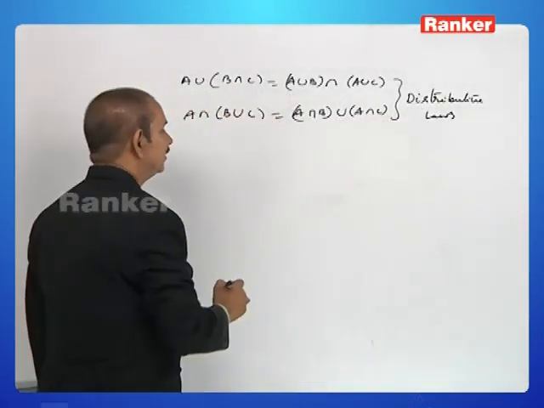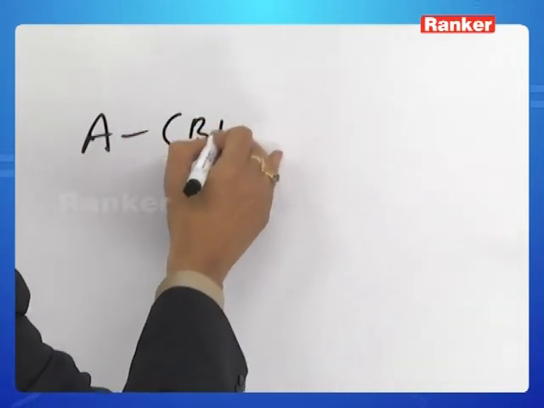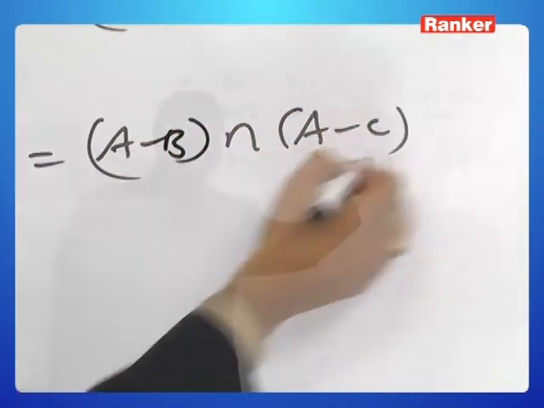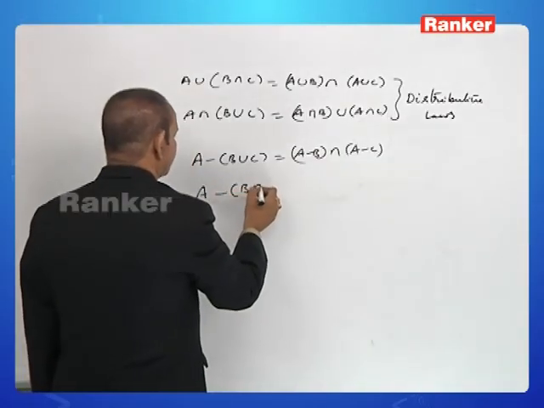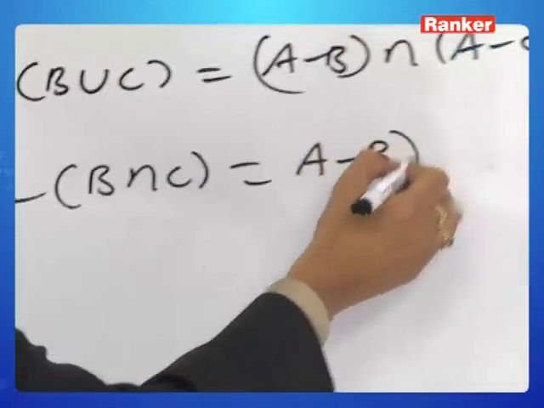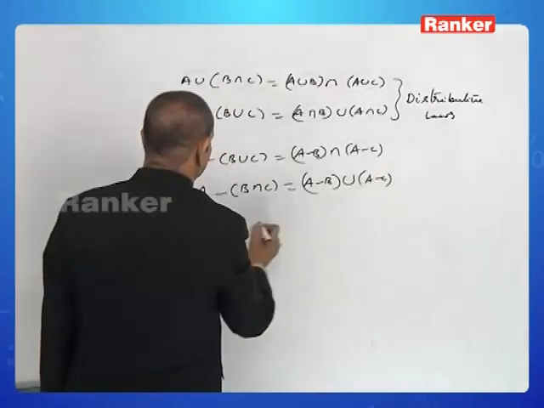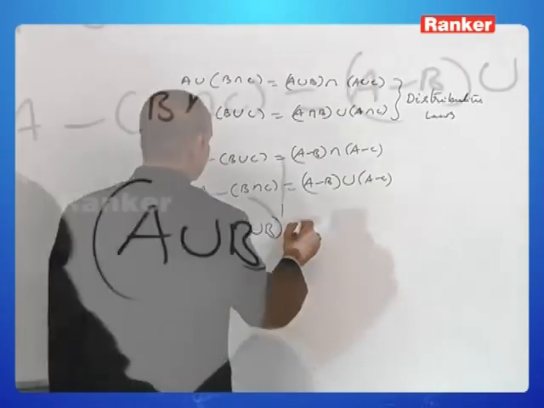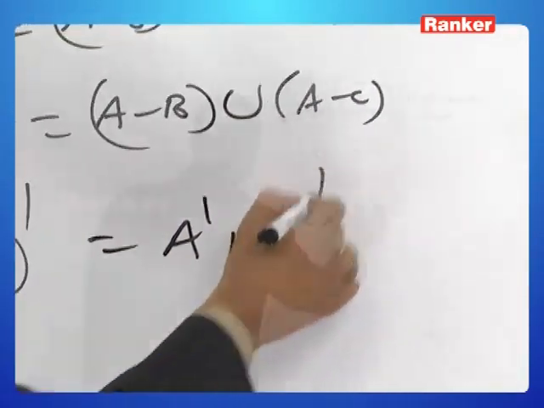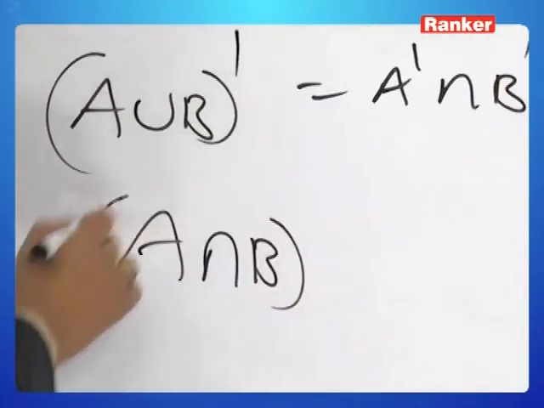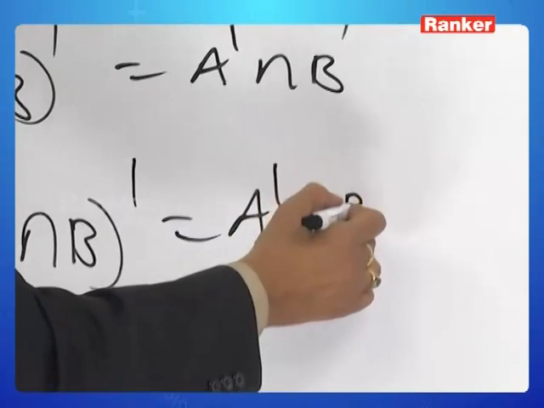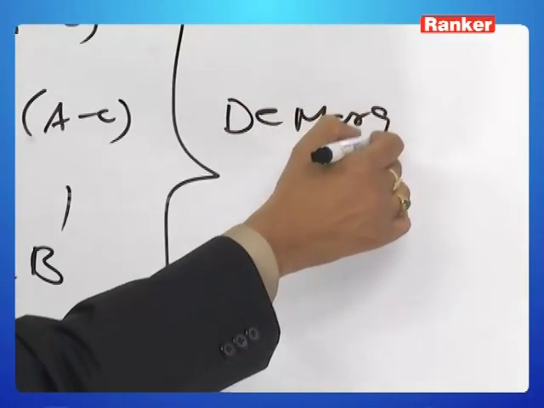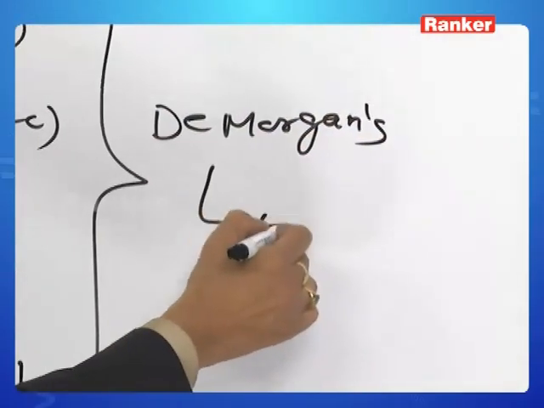And regarding different subsets, A minus B union C is equal to A minus B intersection A minus C. A minus B intersection C is equal to A minus B union A minus C. A union B whole dash is just nothing but mu minus of A union B, isn't it? This is nothing but A dash intersection B dash, and A intersection B whole dash is equal to A dash union B dash. All these laws together are called De Morgan's laws.